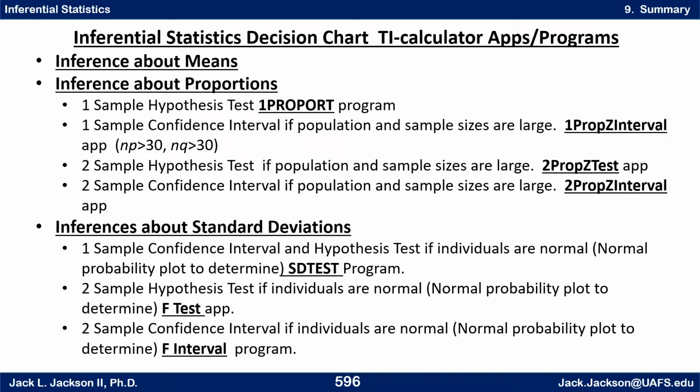For a two-sample hypothesis test, if the individuals are normal, use a normal probability plot to determine that, it would be the F-test, which is built into the calculator. The two-sample confidence interval version is an F-interval, and I have a program for that one on a TI-84.